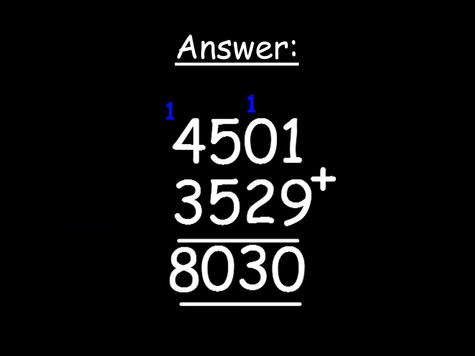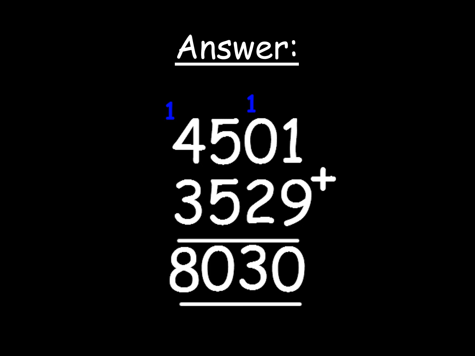Now, here you can see that we've used the column addition method, and it is so important that you line the numbers up correctly underneath each other. 1 add 9 equals 10. We know that if the number is over 9, we're going to have to carry. So I carried it to the next column. 0 add 2 is 2. Add the 1 to it equals 3.